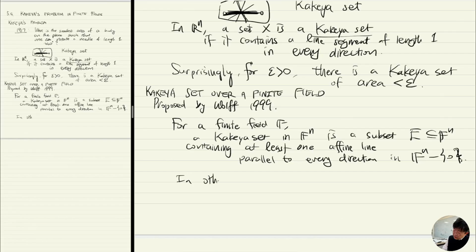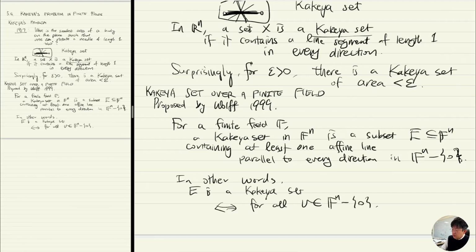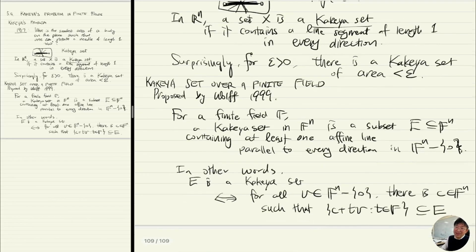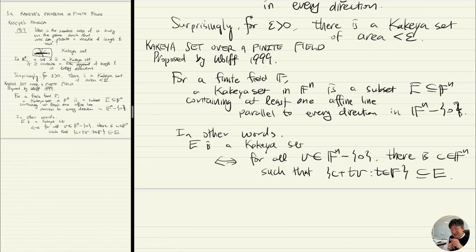In other words, E is a Kakeya set if and only if for all vectors v in F^n minus 0, there is c in F^n such that c + tv, where t is in the finite field, is completely contained in E. So for any direction, whenever you have a vector, you can find the parallel line which is completely contained in E.